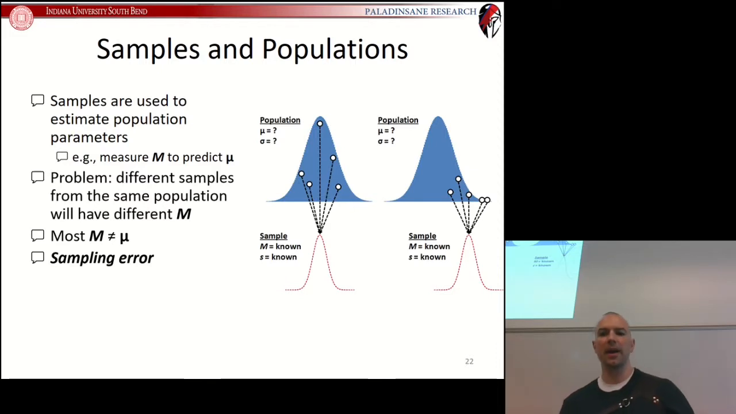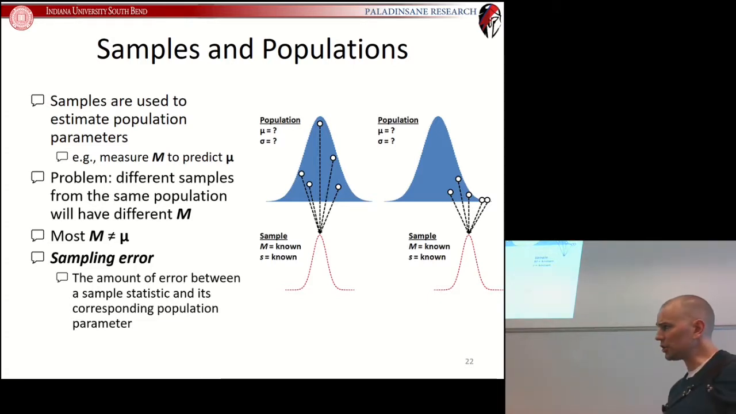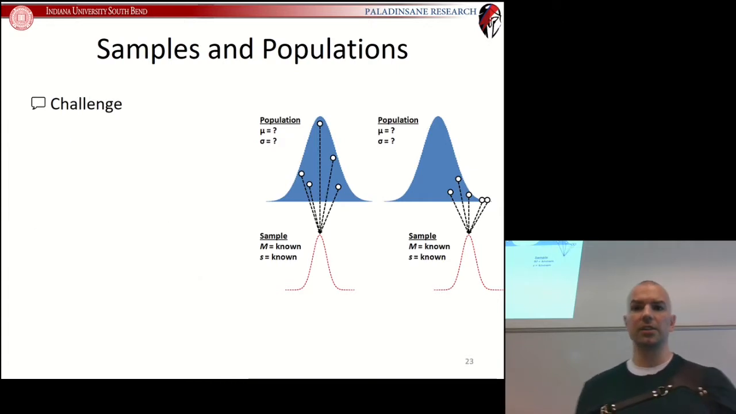So the sampling error is just the amount of error, or the deviation, between a sample statistic and its corresponding population parameter. So it's a deviation between, in this case, the sample mean and the population mean. So that's an issue, and that's a challenge.